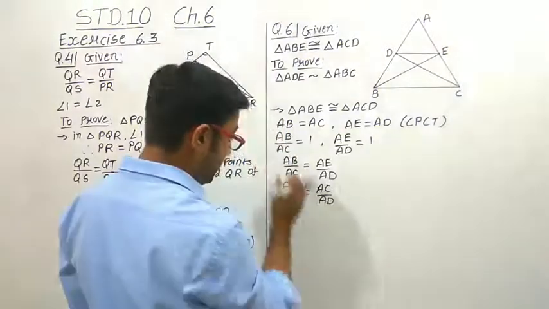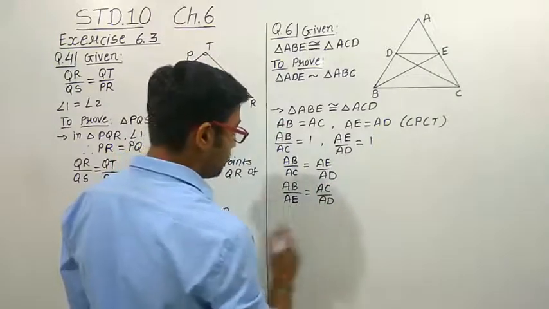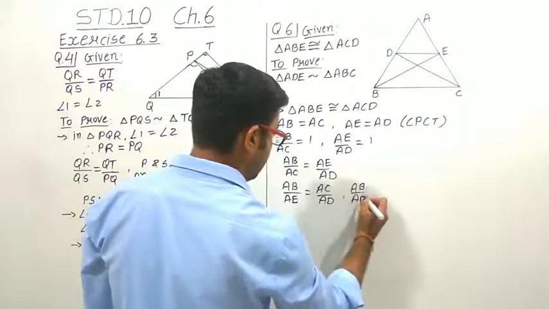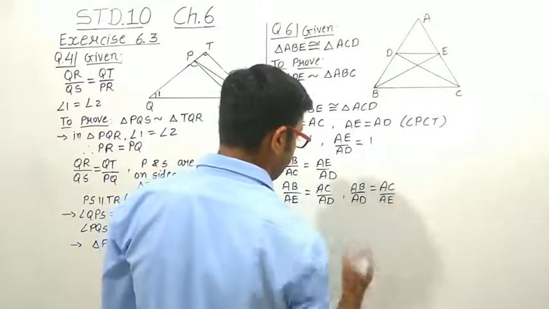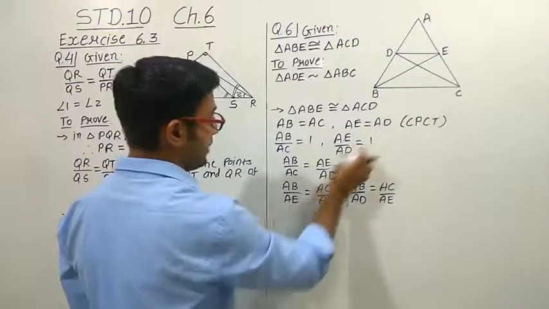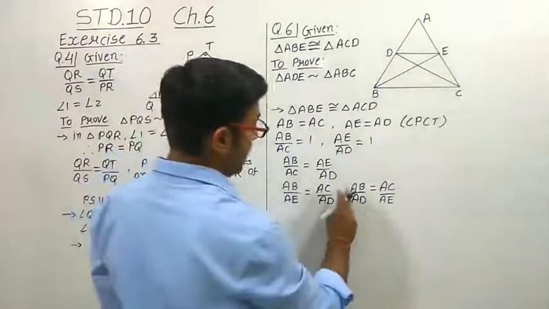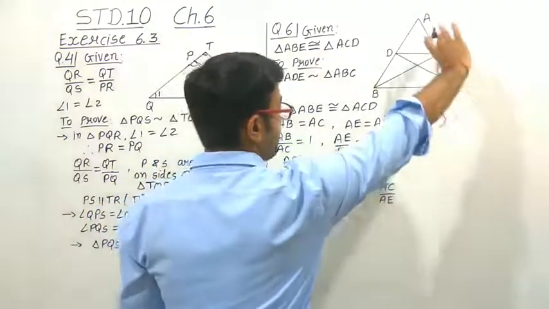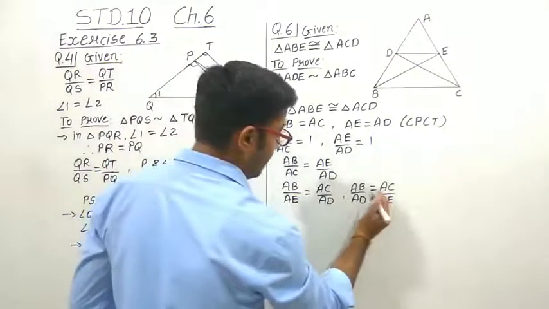Now see, both these values AE and AD are equal, so we can interchange both the values. So we can also write AB upon AD is equal to AC upon AE, right? Yes, we can write this because both the values are equal. So instead of AE we can write AD, and instead of AD we can write AE. So now AB upon AD, bigger side upon smaller side, is equal to bigger side upon smaller side. So this is the ratio of two sides of the triangles and they are equal to each other.